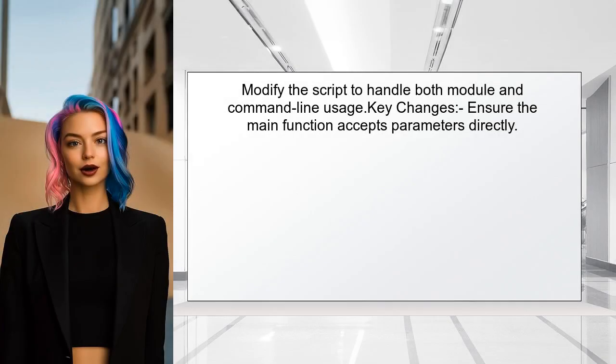To modify the script so that it can be used both as a module and a command line tool, the user should ensure that the main function can accept parameters directly. This means adjusting the way arguments are handled in the script.